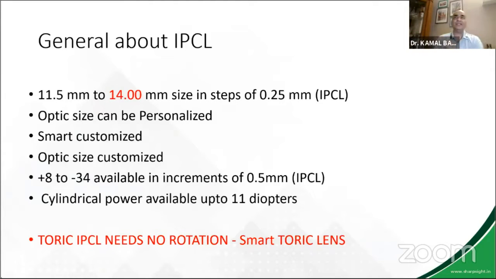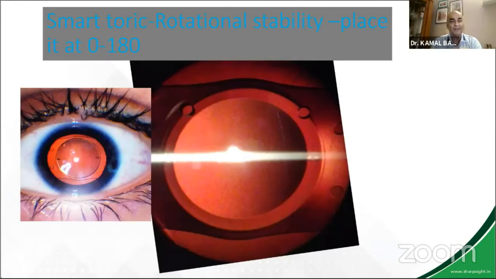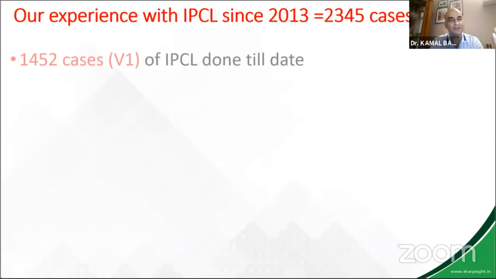In case you have a patient with astigmatism, I prefer going in for an IPCL because they have smart lenses. You don't need to dial them. You just put them 0-180 and they're perfect. Cylindrical power options are available up to 11 diopters. Now this is a post-operative image. All you need to do in an IPCL is 0-180. In ICL, you need to study a chart which is given along with the lens, and you need to dial the lens according to the patient.